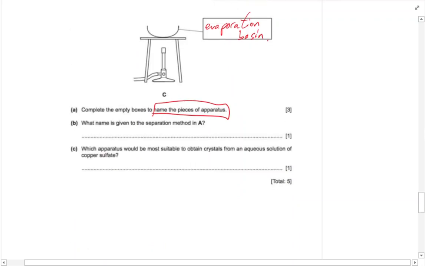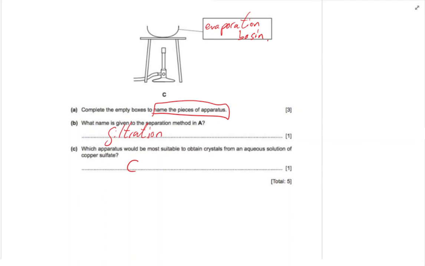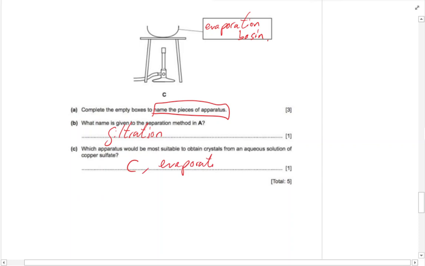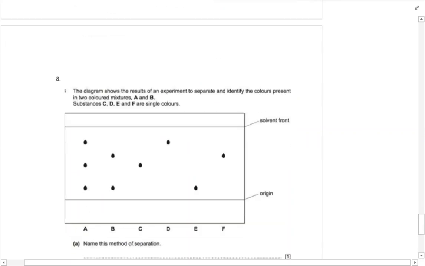What name is given to the separation method A? This would be filtration. Which apparatus would be most suitable for obtaining crystals from an aqueous solution of copper sulfate? I assume it wants the setup. Which apparatus? And this will be C, for the evaporation basin as you allow it to heat up.